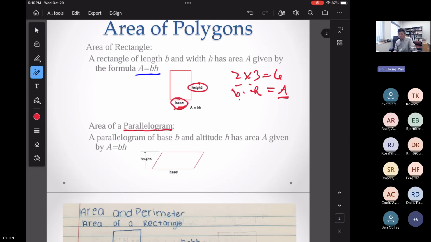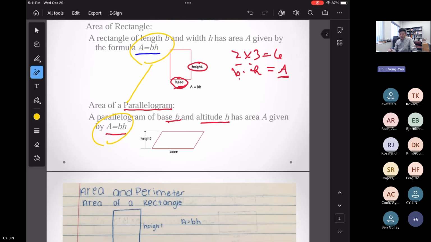A parallelogram with a base and an altitude h, and the area is base times height. All right. Now the question is, why do they have the same formula? Why do they have the same formula?